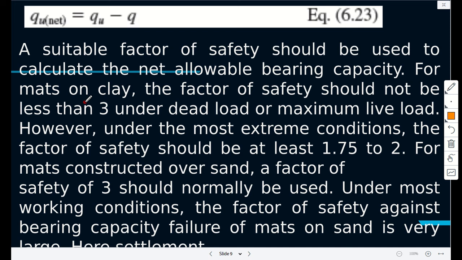Under dead load or maximum live load, however, under the most extreme conditions, the factor of safety should be at least 1.75 to 2 for mats constructed over sand. A factor of safety of 3 should normally be used. Under most working conditions, the factor of safety against the bearing capacity failure of mats is very large.